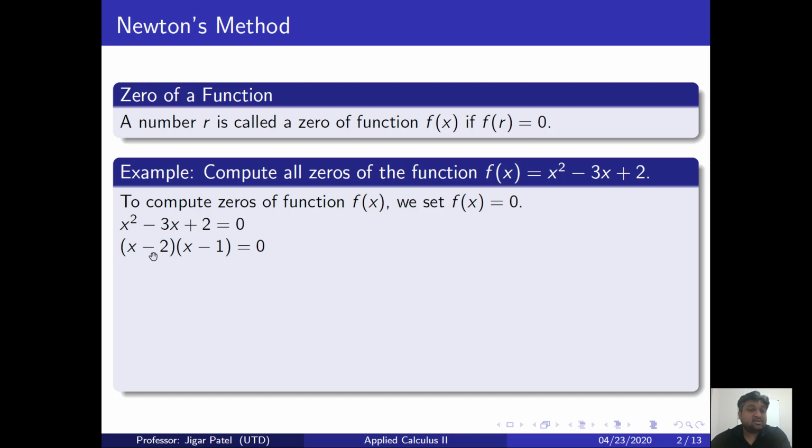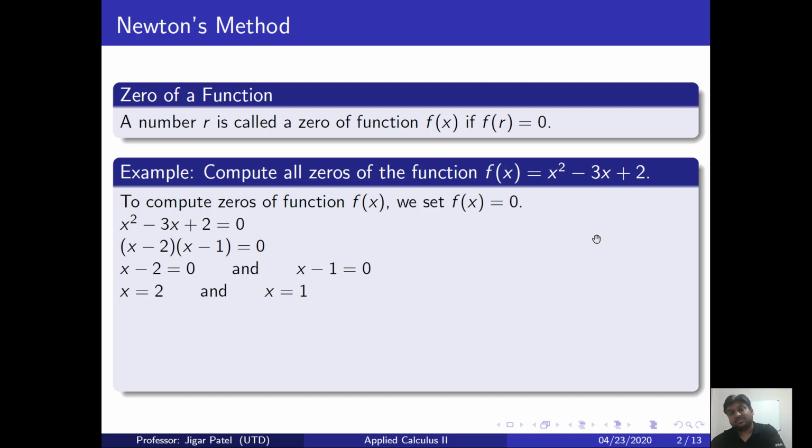Use the zero divisor property. The product of two factors becomes 0 only if one of those two factors itself is 0. So this means x minus 2 has to be 0 or x minus 1 has to be 0. Look, I get linear equations in x, very easy to solve. Add 2 on both sides to solve the first equation for x, add 1 on both sides to solve the second equation for x. That gives me the 2 zeros of the function x squared minus 3x plus 2.